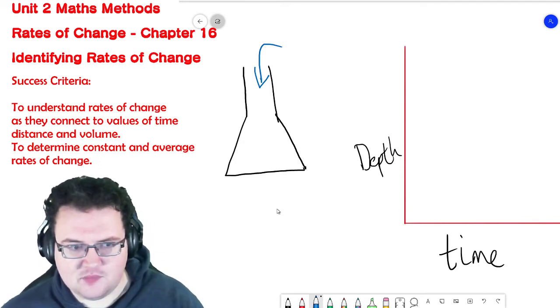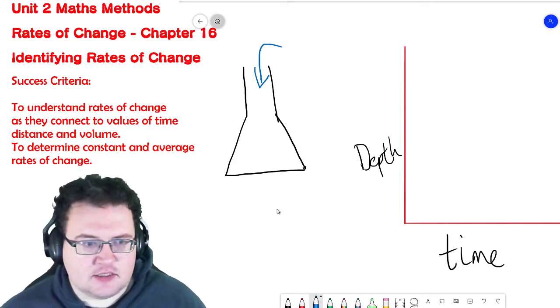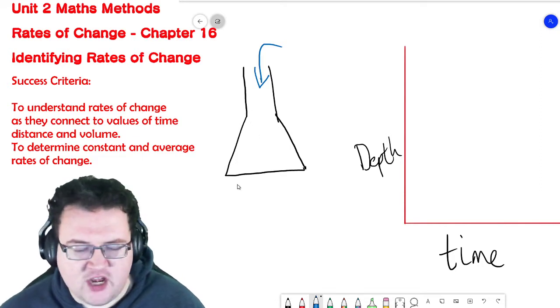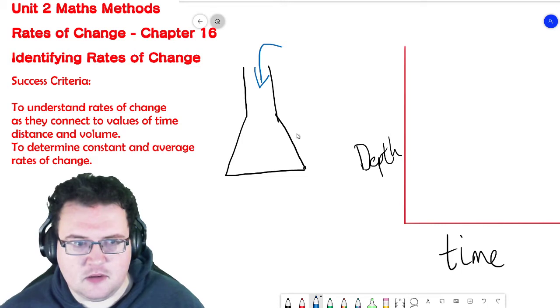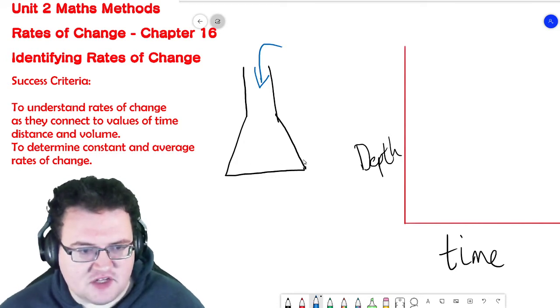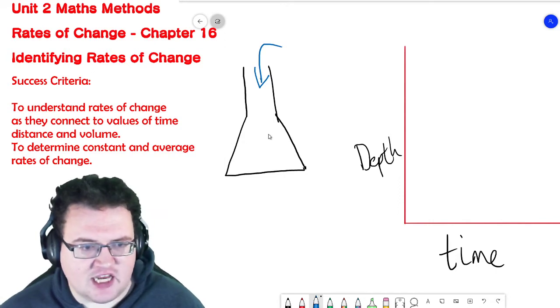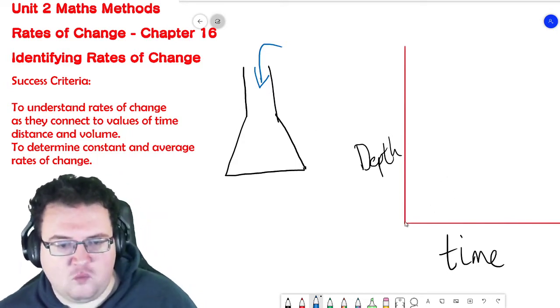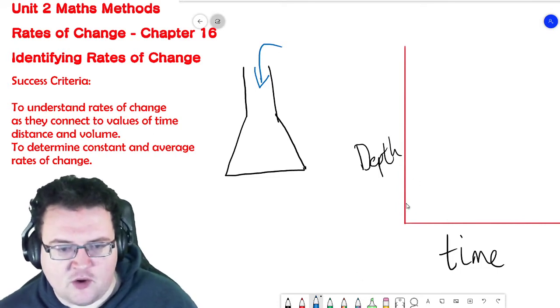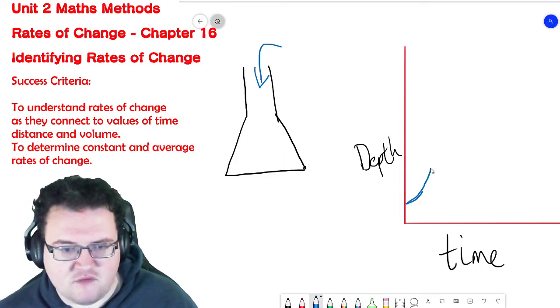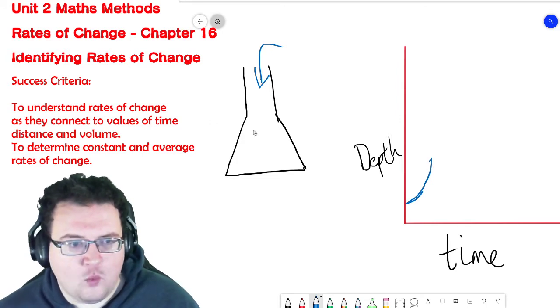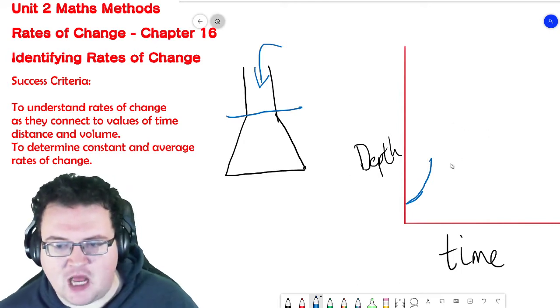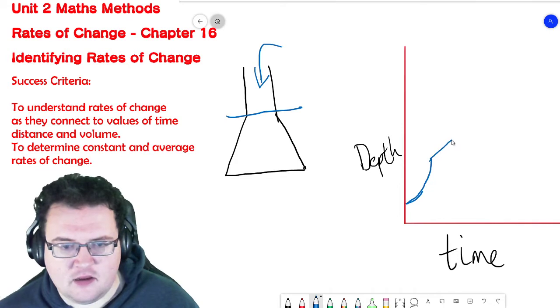However, will the rate of change here be different? So after a second, I only have this much. But after 2 seconds, I might suddenly have that much. And after 3 seconds, I might have that much. So what's going to happen is that the depth of water over time is slowly going to increase, but it's going to slow down because there's less and less room over time. And then when I get to here, the shape becomes constant, and then it becomes a straight line.